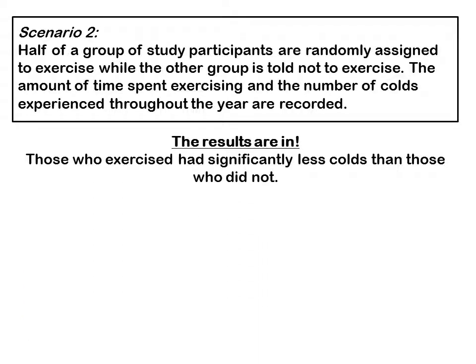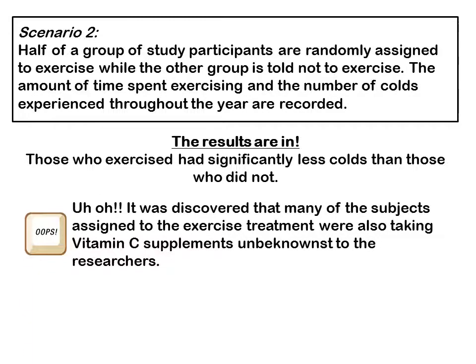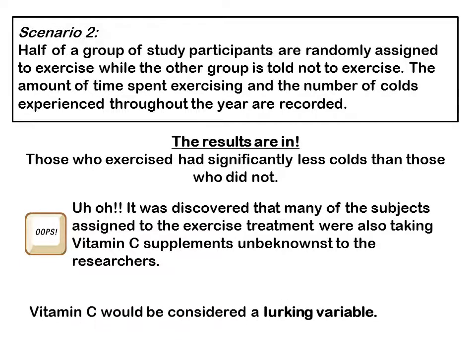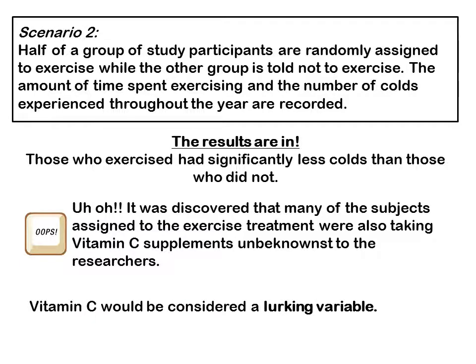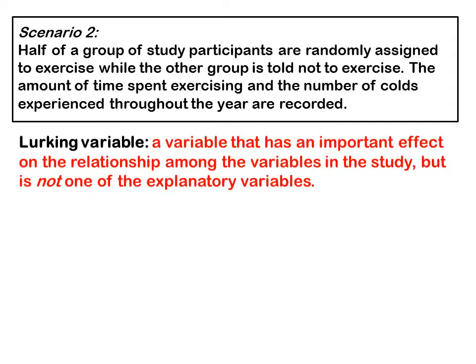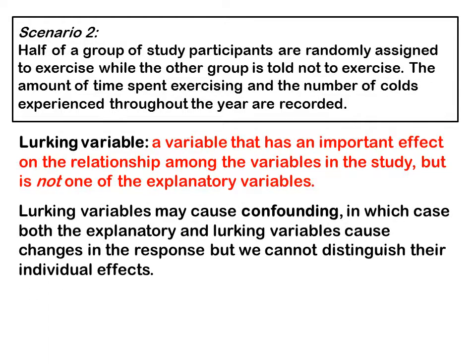So the results are in. In our experiment, those who exercised had significantly fewer colds than those who did not. But it was discovered that many of the subjects assigned to the exercise treatment were also taking vitamin C supplements, unbeknownst to the researchers. Vitamin C would be considered a lurking variable. A lurking variable is a variable that has an important effect on the relationship among the variables in the study, but is not one of the explanatory variables. Remember, our explanatory variable in this case is the amount of exercise.